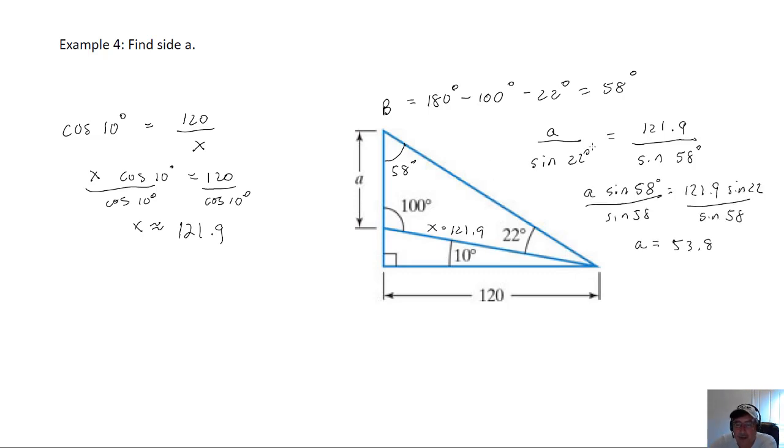All right, so I went ahead and cross multiplied, set those equal, and I ended up with side A being about 53.8. So you'll see a few of these type problems in the homework. They're kind of like puzzle problems. I like them.